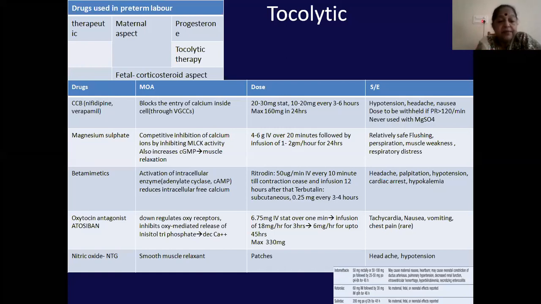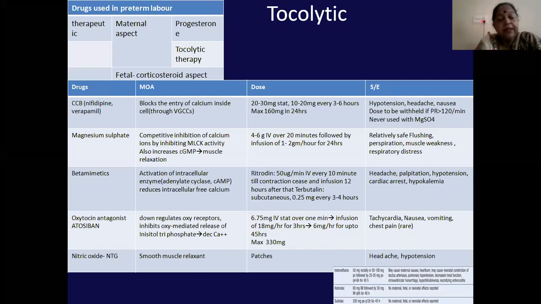Magnesium sulfate is given for neuroprotection as well as tocolysis, but mostly we give it for neuroprotection. For tocolysis alone we never use it. When giving it for neuroprotection, it is the same as what we use for eclampsia, that is 4 to 6 grams IV over 20 minutes, followed by an infusion of 1 to 2 grams per hour for 24 hours. It is relatively safe, and flushing is a side effect one should know. After 24 hours we stop magnesium sulfate so that the steroids also act and neuroprotection occurs.